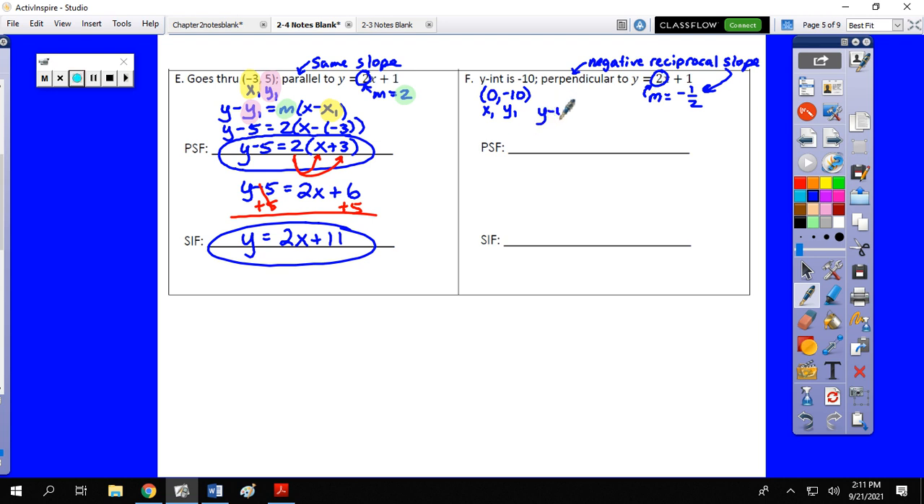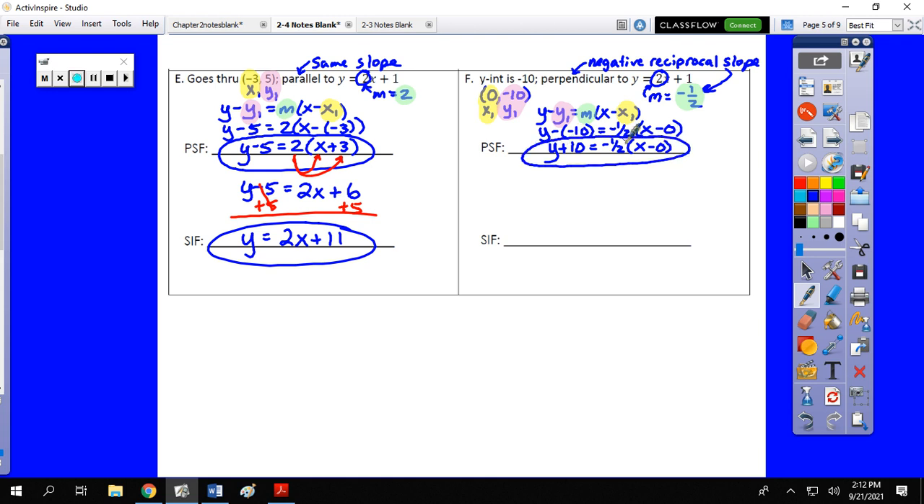From there, it's the same as all these other ones. y minus y1 is m times x minus x1. We are going to plug in the negative 1/2 for the slope. We're going to plug in 0 for x1. And we are going to plug in negative 10 for y1. So that would be y minus negative 10 equals negative 1/2 times x minus 0. So the final answer for point-slope form is y plus 10 equals negative 1/2 times the quantity x minus 0.